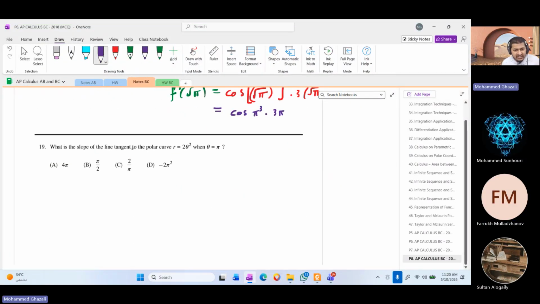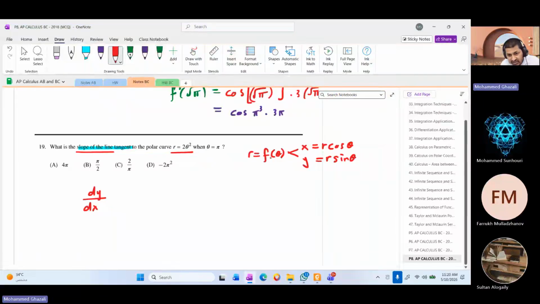What is the slope of the line tangent to the polar curve? Remember, you have to find the slope of the tangent line to this polar curve here. We don't care what the polar curve is. We want to find the slope of the tangent line. Now, what is the slope of a line? It's dy/dx. Now we've got a problem because r is a function of theta. x is equal to r cos theta, and y is r sine theta. Remember, r is still a function of theta. See this r here.